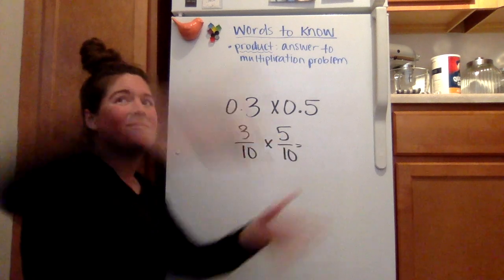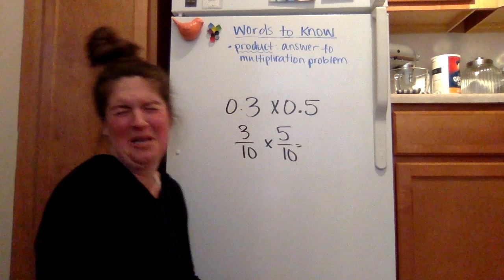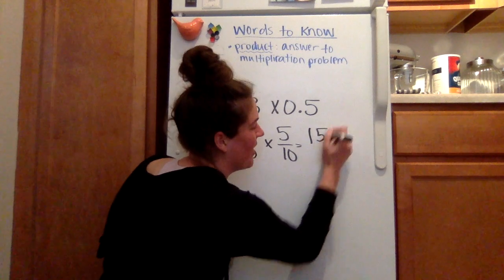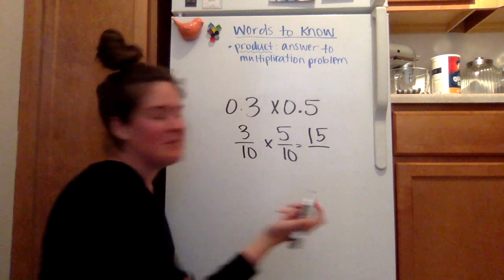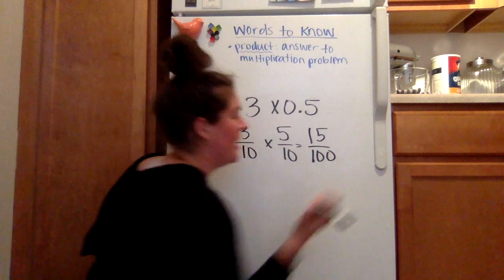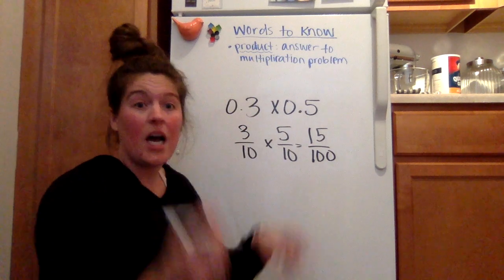3 times 5, everyone, so lonely, 15. Hope you got a good laugh out of that. And the denominators, 10 times 10 again, being 100. Answer, 15/100.